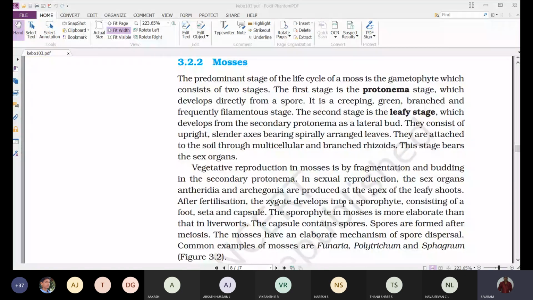In mosses, we can see that the predominant stage of the life cycle is the gametophyte. So when you observe here, the predominant stage in the life cycle of moss plants is the gametophyte. That is, in bryophytes, we find the predominant stage is gametophyte. Even though the sporophyte stage is present, the predominant, that means the most observable stage, is the gametophyte.